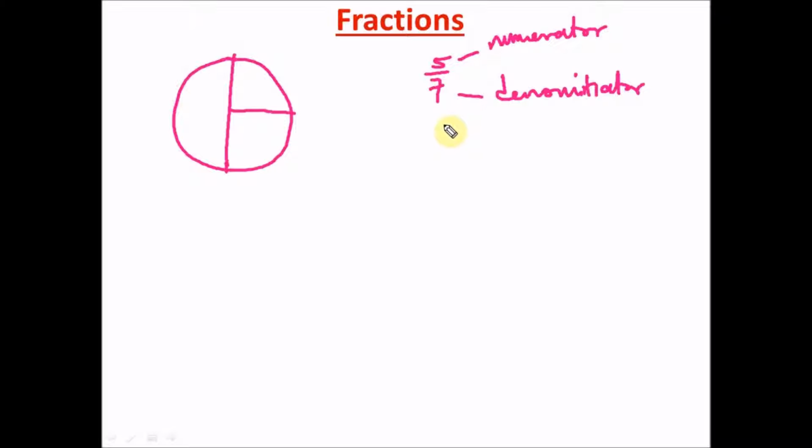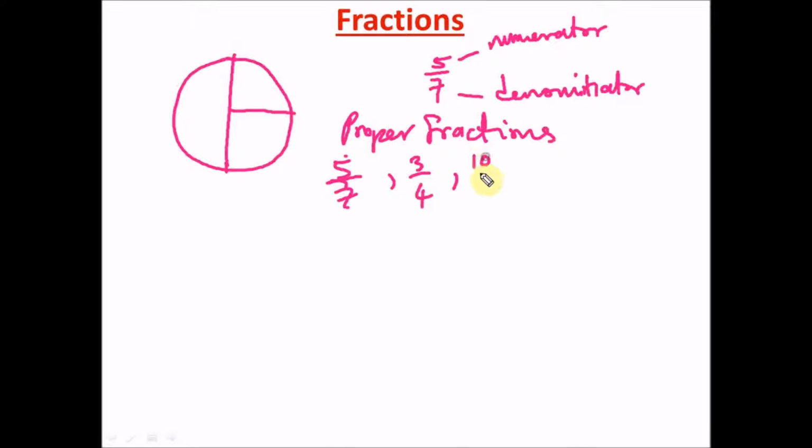And we have types of fractions. You have your proper fractions, which are the ones in which the denominator is greater than the numerator. So when you see something like 5/7, this is a proper fraction because your denominator is greater than your numerator. 3/4 is also a proper fraction, and 10/29 is also a proper fraction, because in each the denominator is greater than the numerator. That's what a proper fraction simply means. If you have any questions, feel free to drop a comment below.